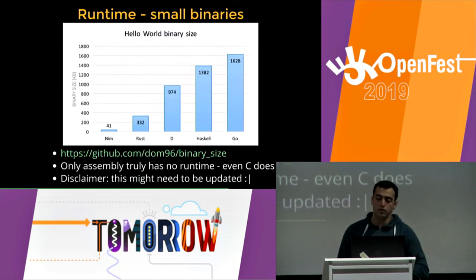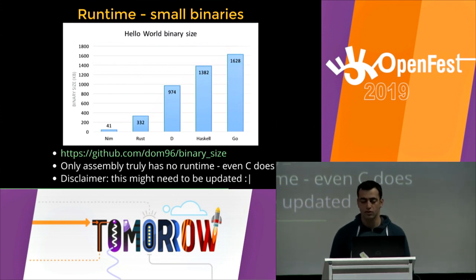And also, Nim's binaries are quite small. This graphic is a bit outdated. I think Nim's binaries are now around 70, not 40K, but still it's much lower than all of the other languages. So yes, it has some runtime, yes, it has a garbage collector, but you can actually avoid it, and even if you don't avoid it, it's still perhaps the most optimal thing out there.